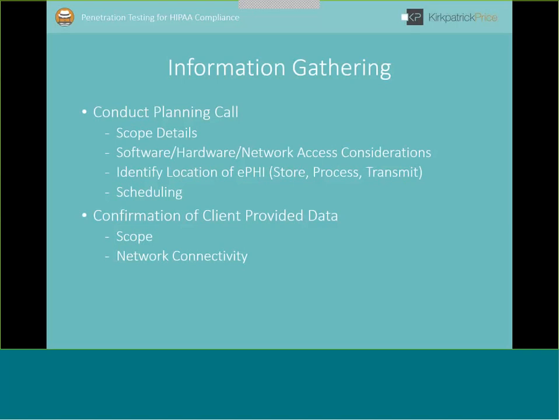We also, as the second point there shows at the bottom, start to look at network connectivity and confirm that for the systems that we should be testing, we actually have access to those systems. And all of that is really just to be able to feed back to our clients should we notice any issues before active engagement.